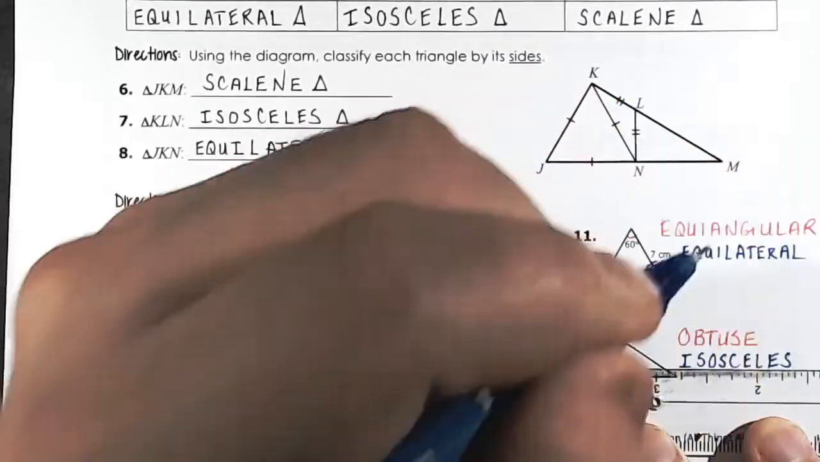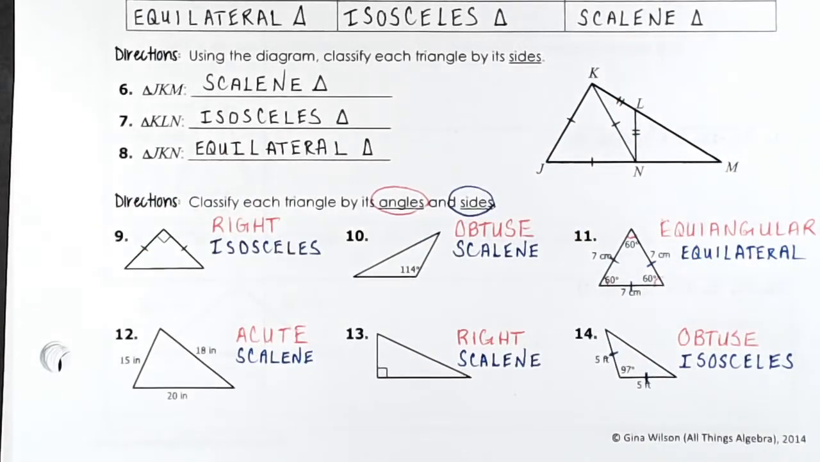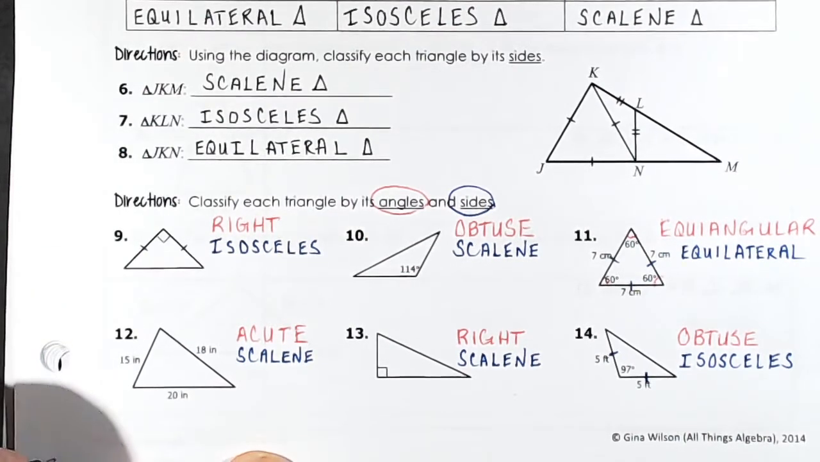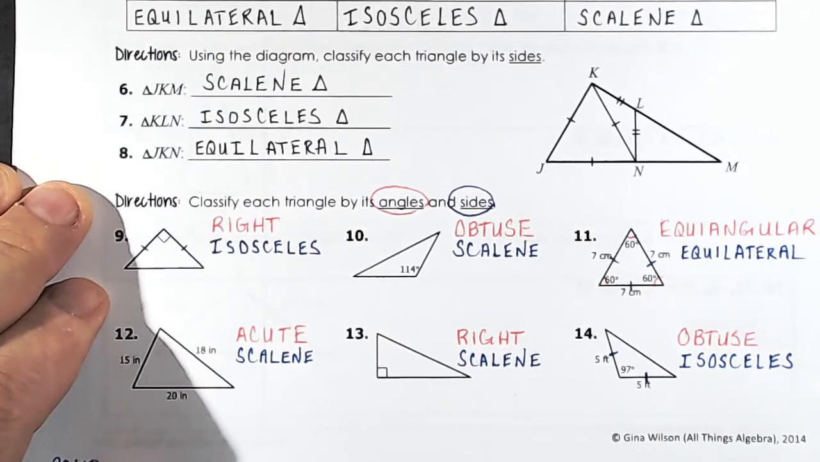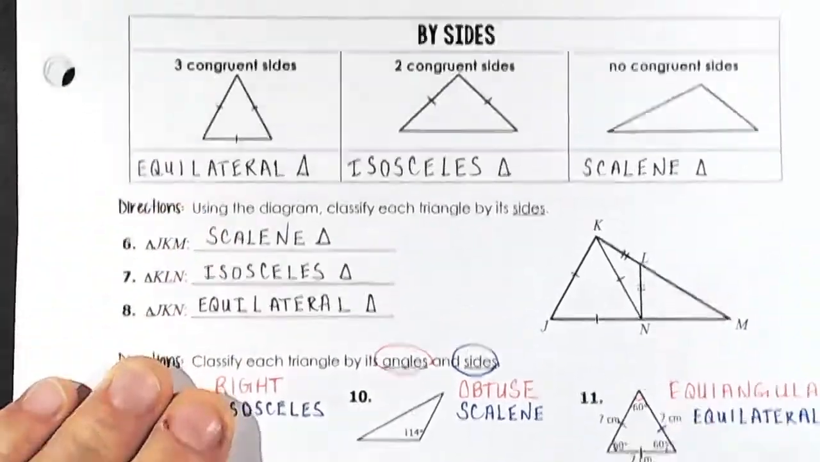Isosceles. Obtuse isosceles. So we'll take a minute here just to let you get all that written down. Okay, moving on.